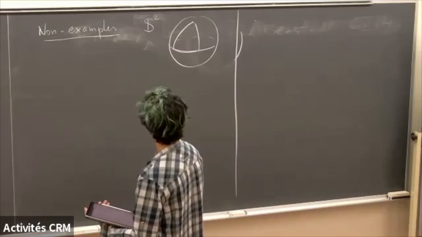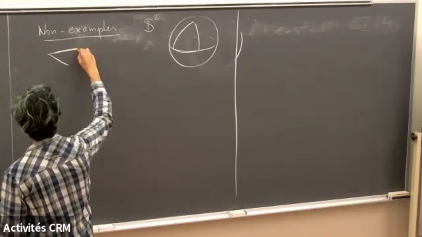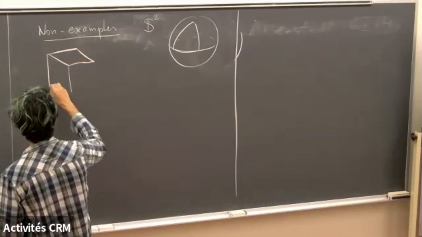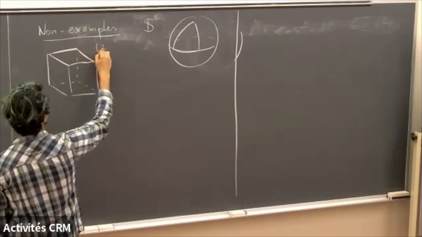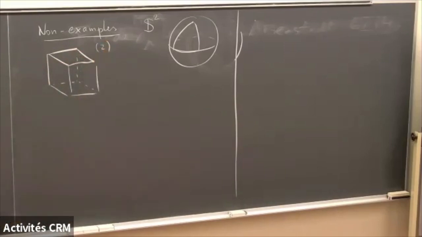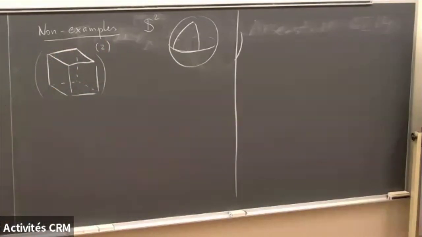Okay. What else, which again will be important for us? Maybe if you take a cube, but you only take the 2-skeleton of the cube. Okay, the 2-skeleton of the cube. That's another example of something that's not CAT(0).